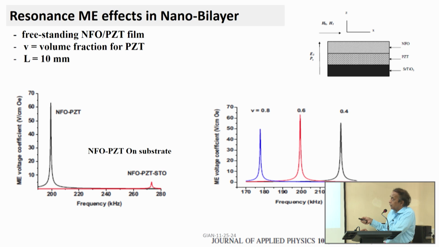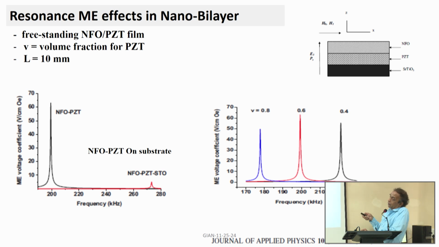And these are under different conditions where V is the volume fraction for the PZT in this nano bilayer. So as the PZT volume fraction increases, you see the peak around when it is 50-50, in this case 60% PZT, 40% nickel ferrite. Then on both sides, either higher or lower volume fraction for the PZT, it decreases.